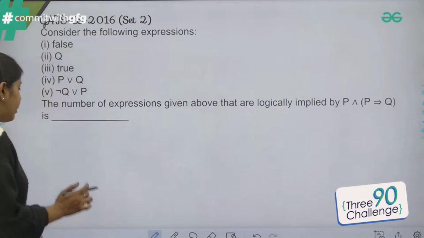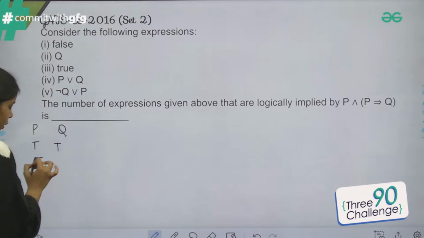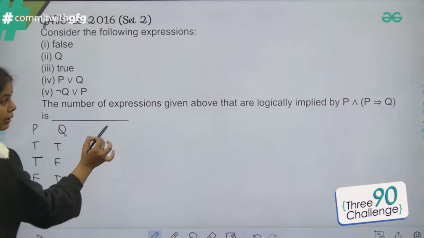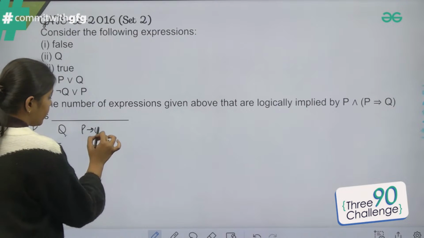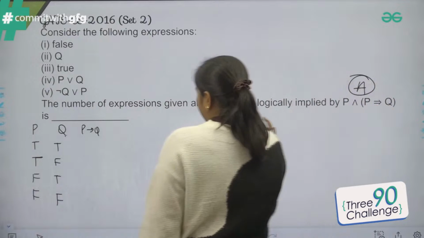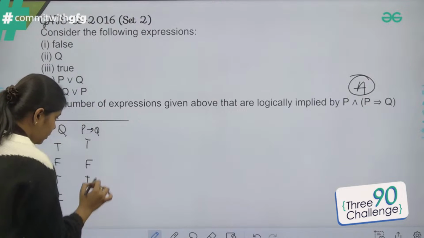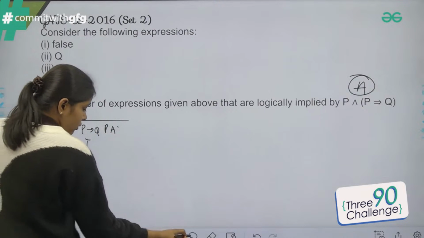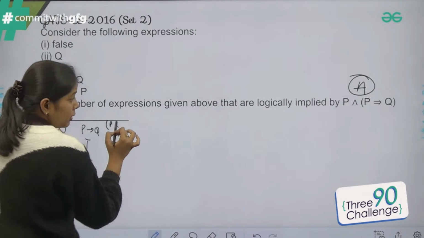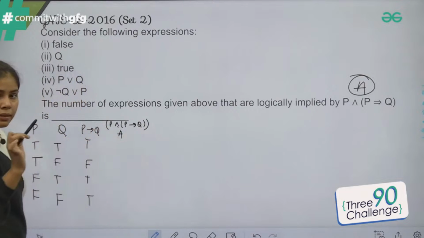So what I'll do, I'll make a truth table, P, Q: true true, true false, false true, and false false. I'll find out P implication Q. Basically, I just want to find the truth value for this A. Let's keep it as A. P implication Q would be true, false, true, true. And A is P and (P implication Q). I'm just writing it as A.